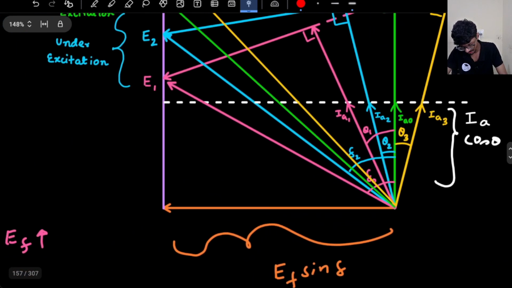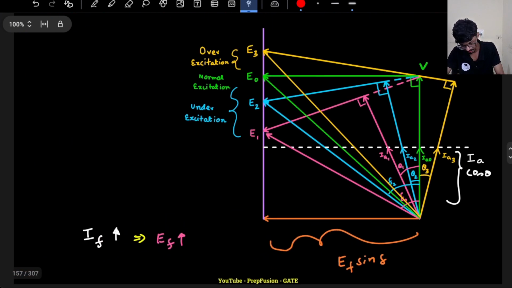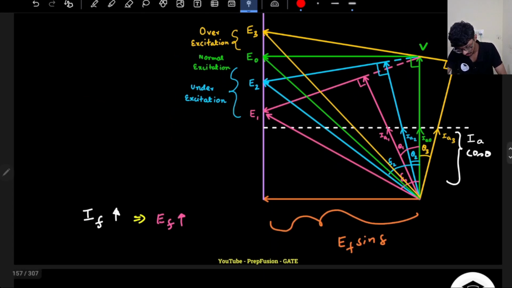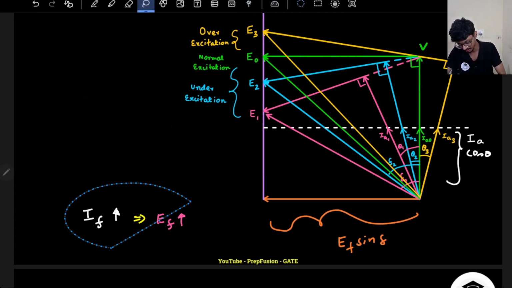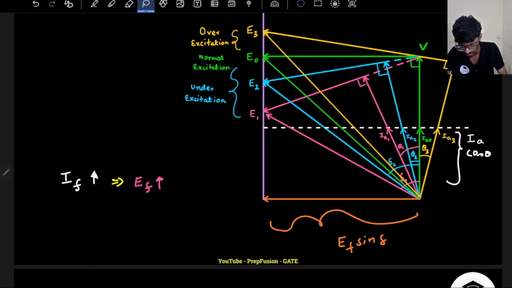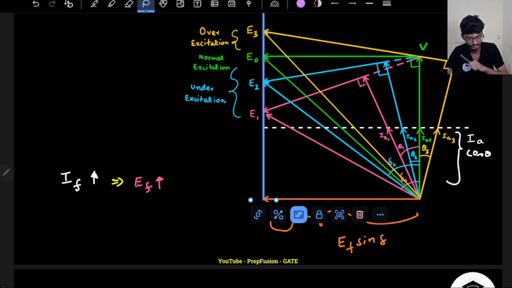It will be a bit messy, that's why I'm not plotting the graph. So if you observe, initially this is E1. And if I increase the excitation, EF will always increase. That we have already discussed. If I increase excitation, EF will always increase.